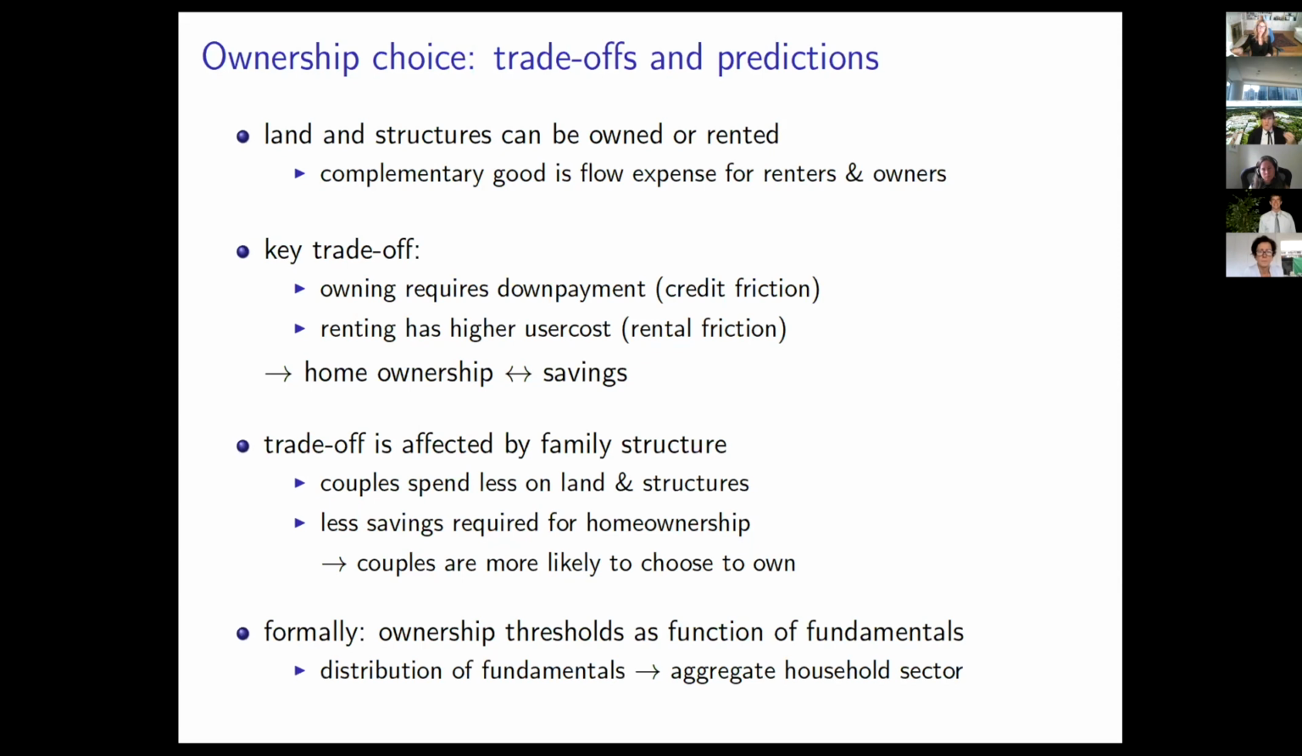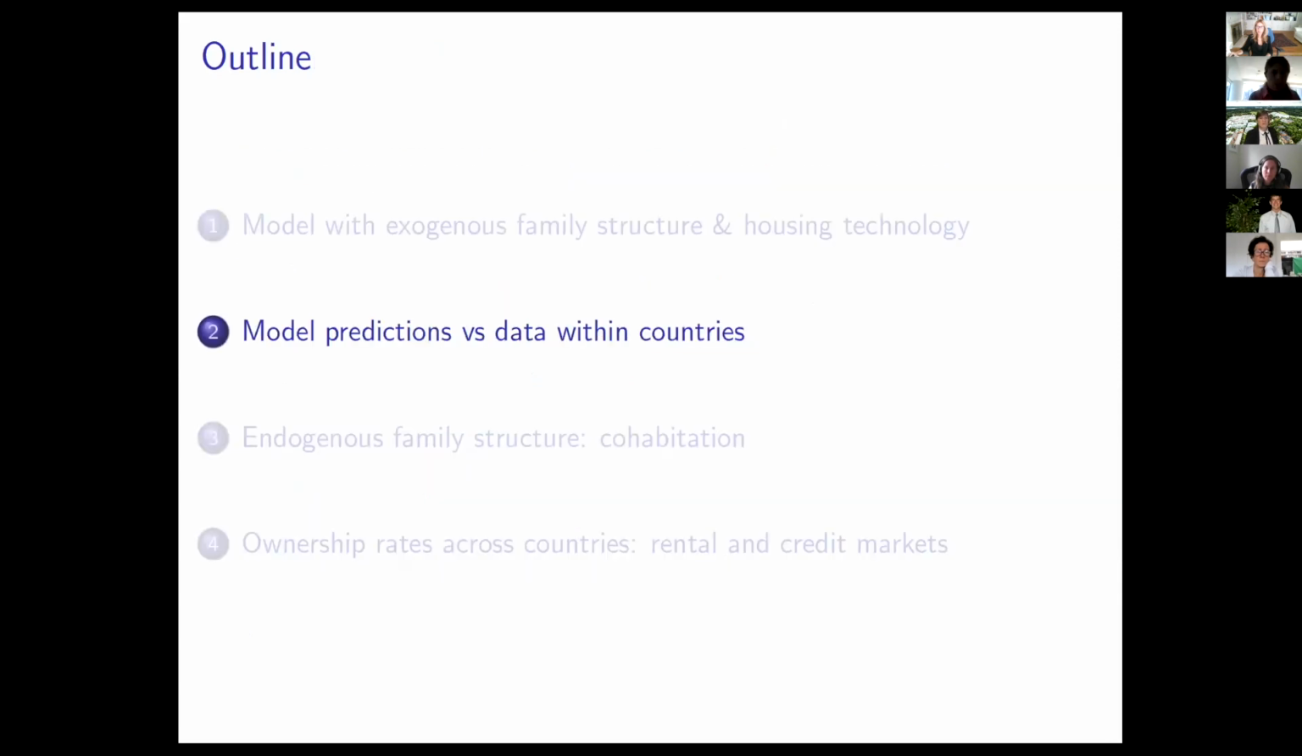So formally, what we do in the paper is that we first derive a set of ownership thresholds and analyze how they vary as a function of fundamentals such as age, the income profile, and family status. And then second, together with assumptions on the distribution of fundamentals, we can prove a number of propositions about the aggregate household sector in the economy. So I'll spare you the details of the notation and the proofs, and instead I'll now show you directly the main theoretical results, and we'll confront them with the data.